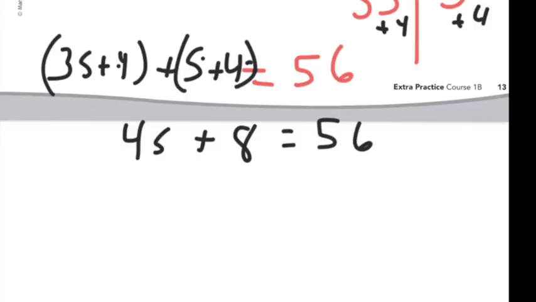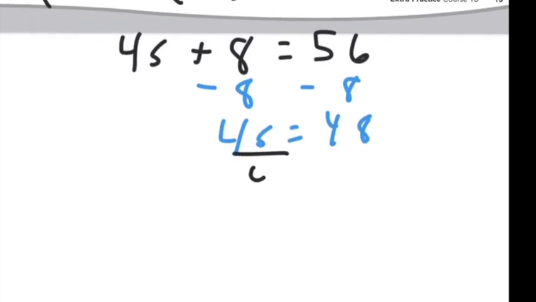You should know we need to subtract 8 from each side. So 4S equals 48. Divide by 4. Let me just move this up. Divide by 4, divide by 4. So S will equal 12.